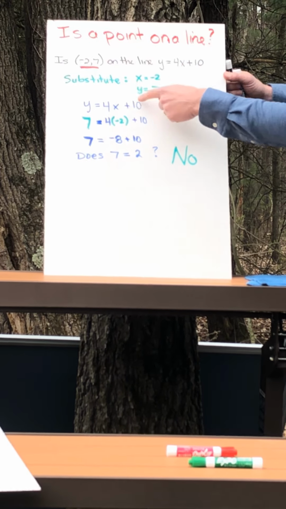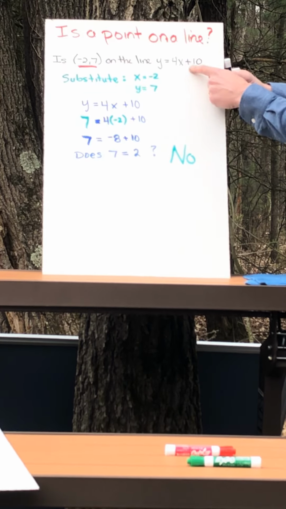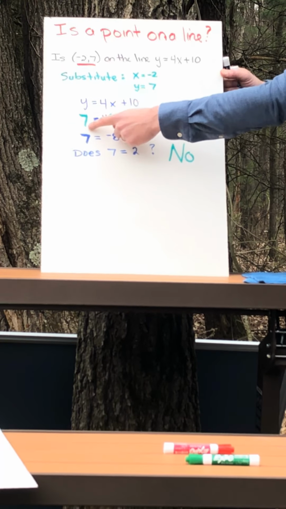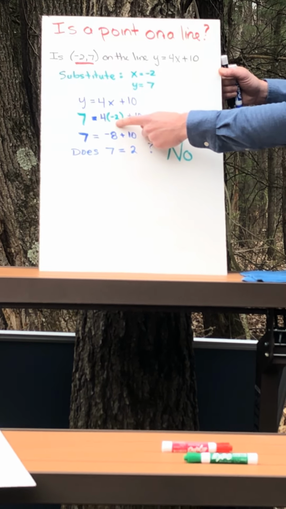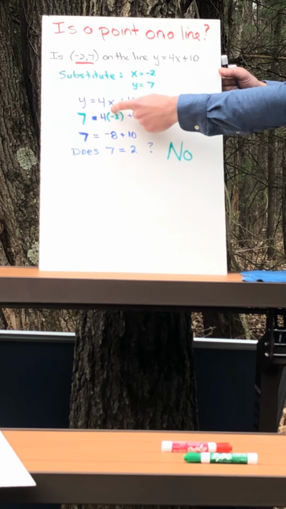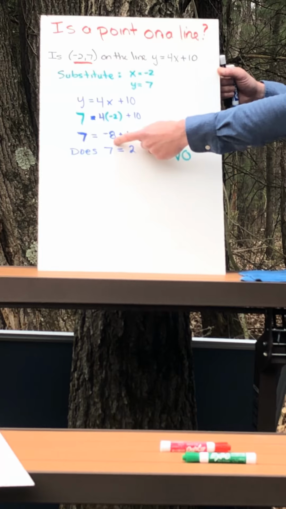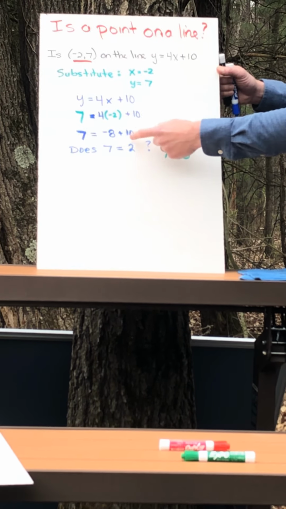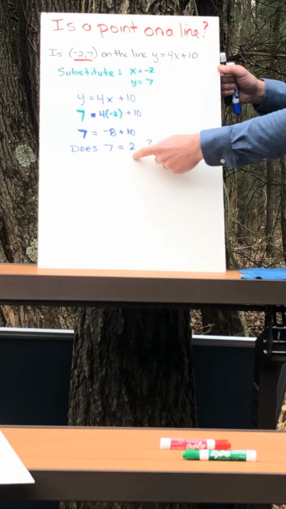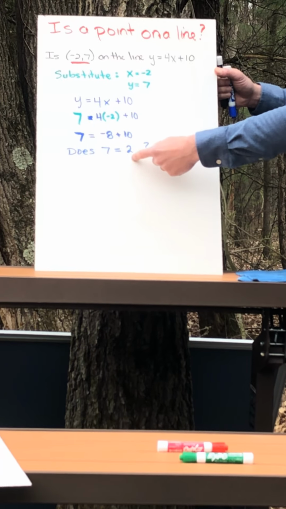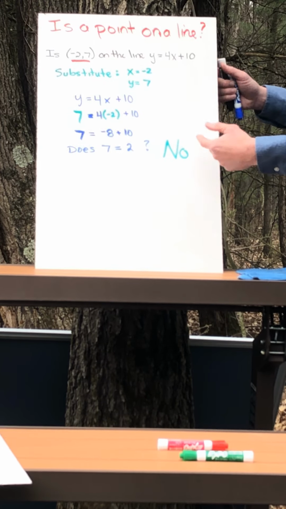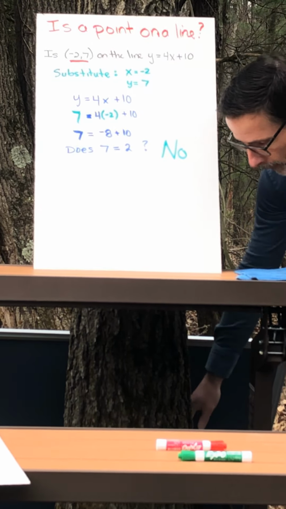So I took the original problem, y = 4x + 10. In for the y, I put 7. In for the x, I put a negative 2. A number and a letter next to each other means to multiply. So I multiplied those 2 together and got a negative 8. Then I added the 10, and I got 2. So the question is asking, does 7 equal 2? And that's a no. So if you were to graph this, this is what we did last week.